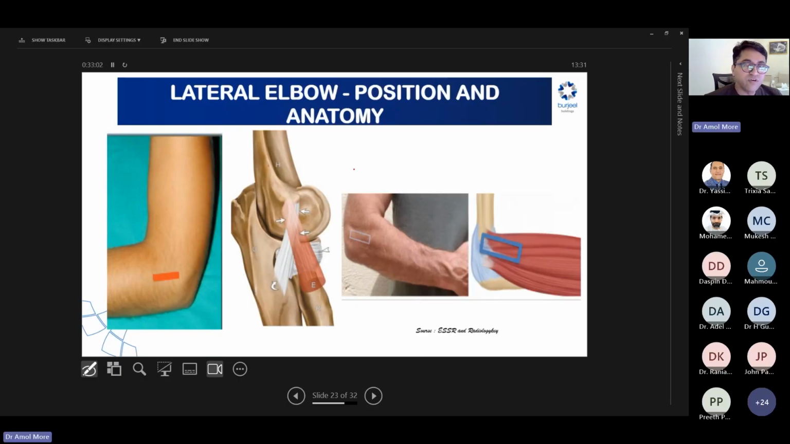Next plane for the assessment of elbow joint is our lateral elbow. In lateral elbow, this is the probe position. We locate the lateral epicondyle, and in longitudinal plane, we keep our probe. We assess for the common extensor tendon origin, and we assess for the radial collateral ligament.